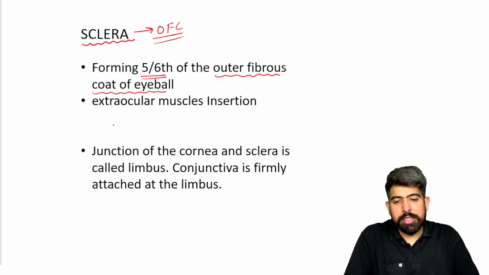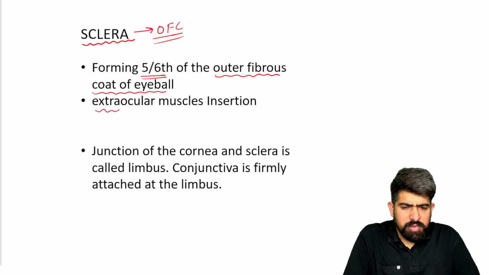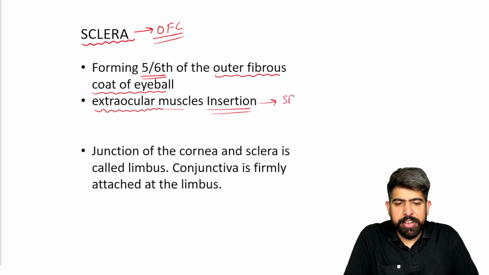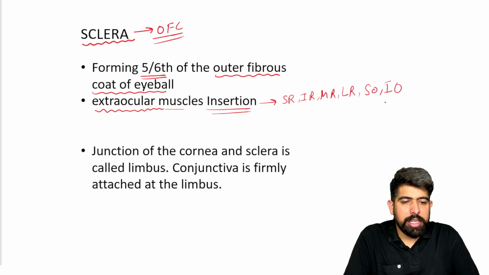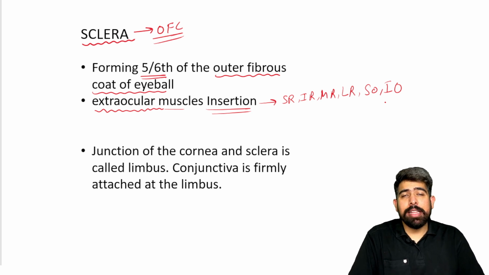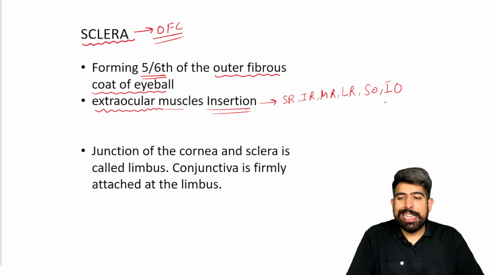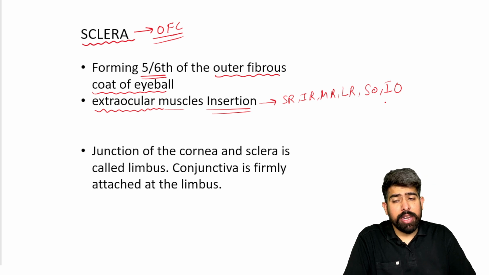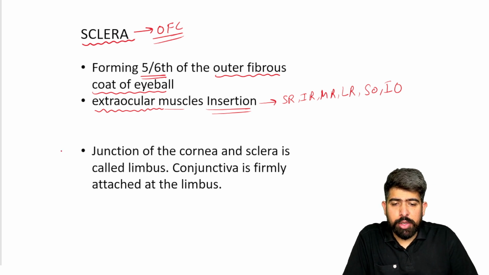And what is the importance of it? Yes, the extraocular muscle insertion will be here. What is meant by the extraocular muscles? Superior rectus, inferior rectus, medial rectus, lateral rectus, superior oblique and inferior oblique. All of the extraocular muscles make their insertion on the scleral layer.